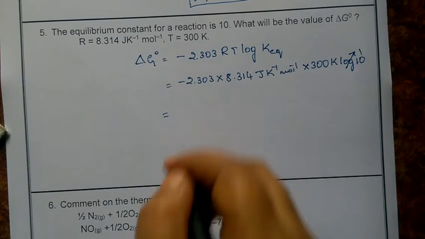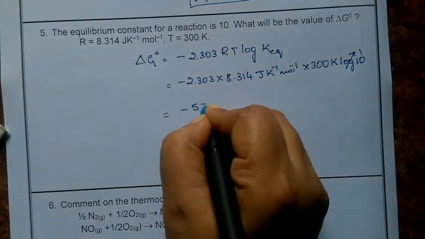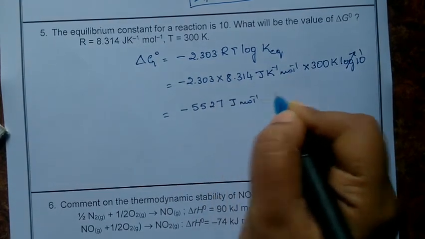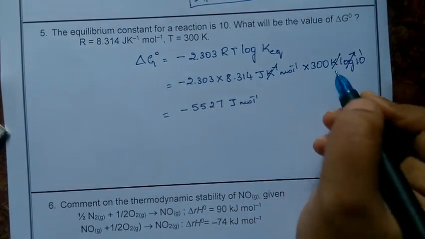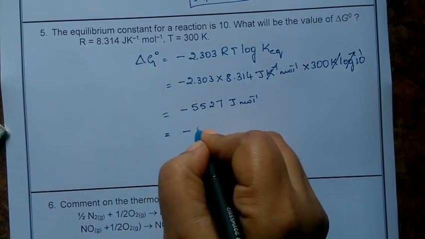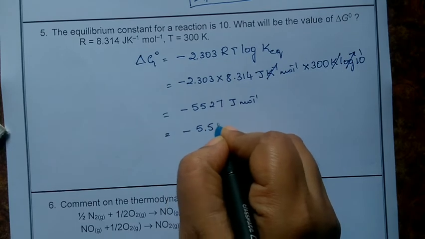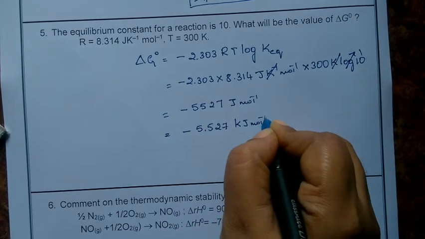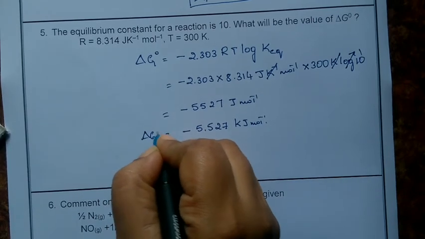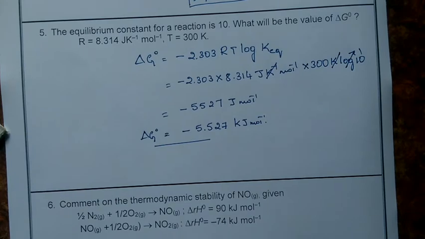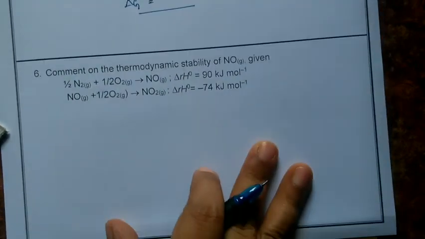So that is minus 5527 joule per mole. Kelvin gets cancelled, and you'll be getting joule per mole. You can convert that as minus 5.527 kilojoule per mole. So that is the delta G naught value. Clear?